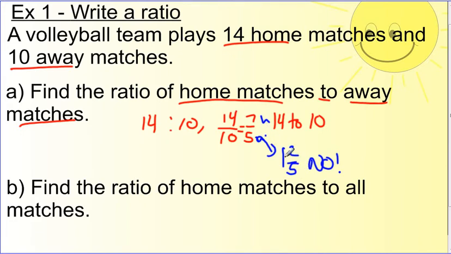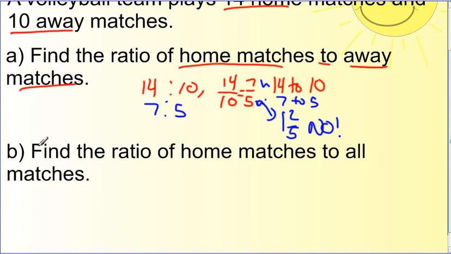So we do not want to change it into a mixed number. We want to leave our ratios as fractions, even if they're improper, that's okay. And then, since we simplify this, we could always change this to 7 to 5 and 7 to 5 as well.